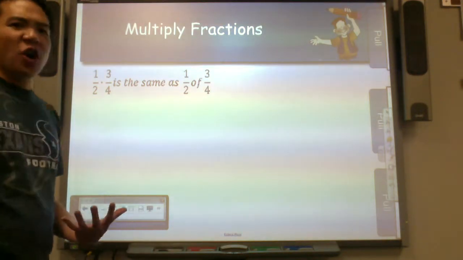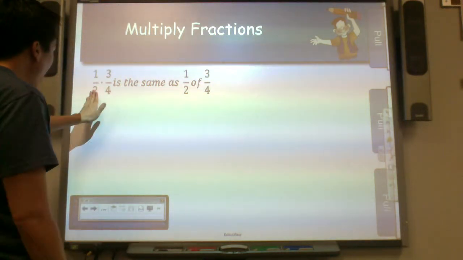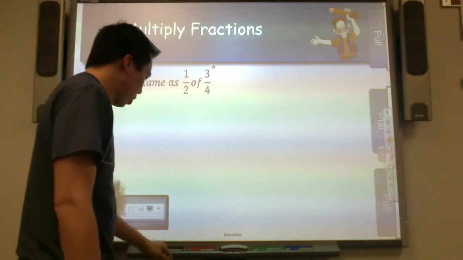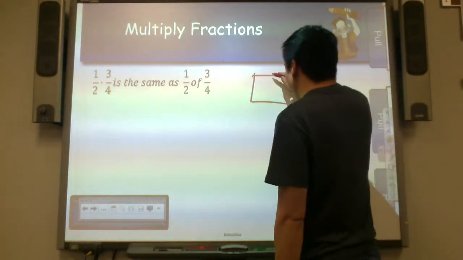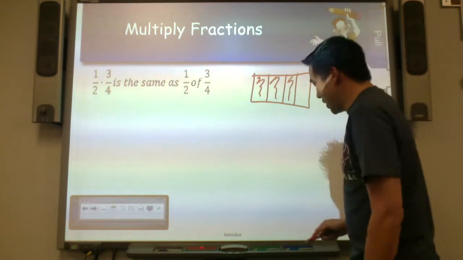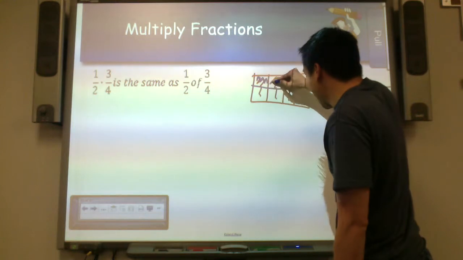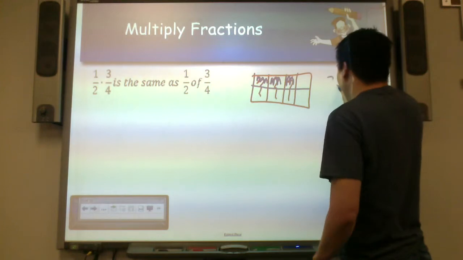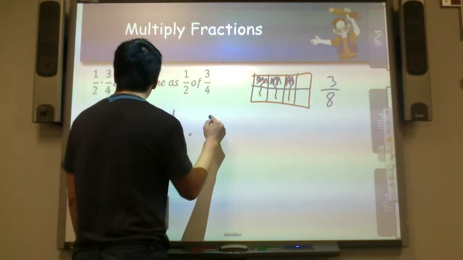All right, what if you don't want to draw a picture? You really just want to answer it. So 1/2 times 3/4 is the same as asking, what is half of 3/4? If you really want to draw a picture, again, you don't have to. This is the last time I will draw the picture. Here is 3/4. What is half of this 3/4? So this is half of this 3/4. How many did I shade completely? 3 out of 8.